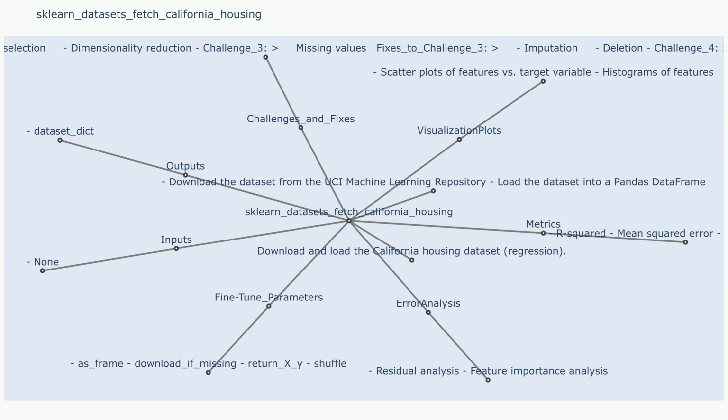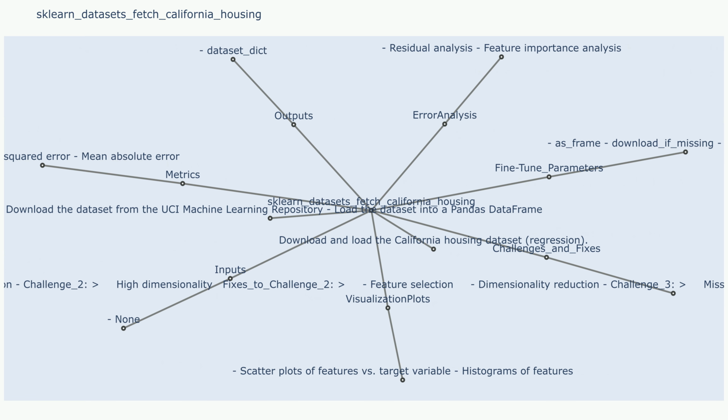Inputs. Data source. The function retrieves the dataset from a remote source, typically a public repository. This ensures that you are working with a standardized version of the dataset. Data format. The data is typically downloaded in a standardized format, such as CSV or a similar format readily compatible with scikit-learn.